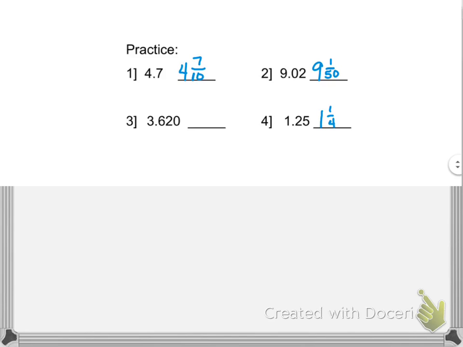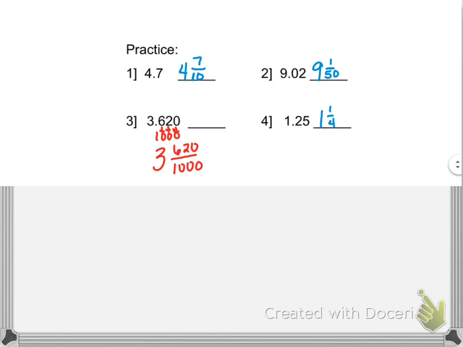So first of all, when we read this, it's 3 and 620 thousandths, or we could leave this 0 off and it's 3 and 62 hundredths. Or we can put that 1 under that decimal, a 0 for each digit after, so the 6 gets a 0, the 2 gets a 0, and the 0 gets a 0. And then we end up with 3 and 620 over 1,000.